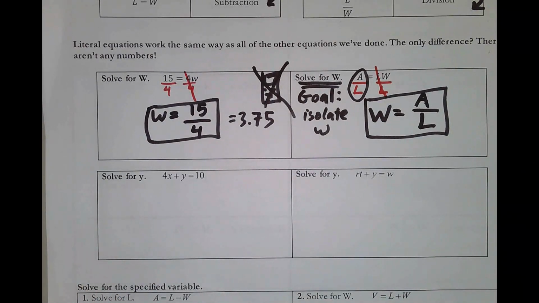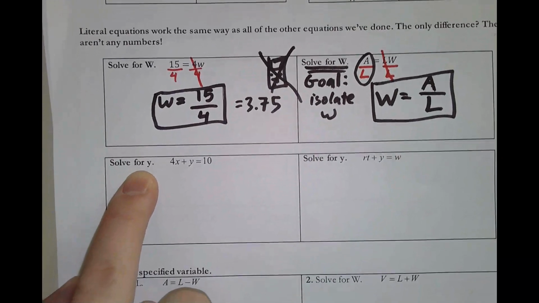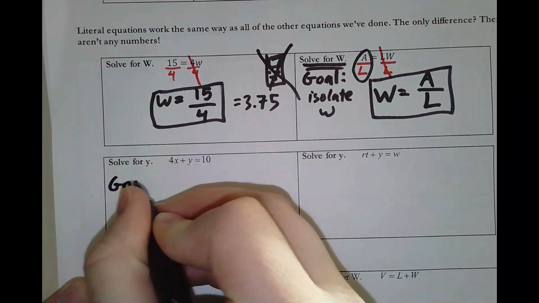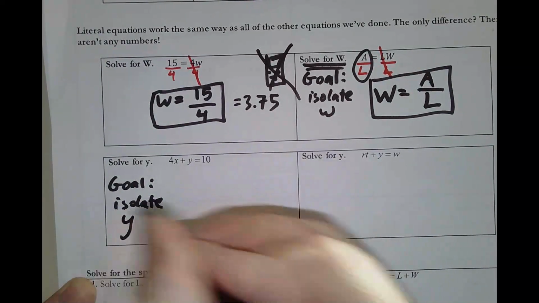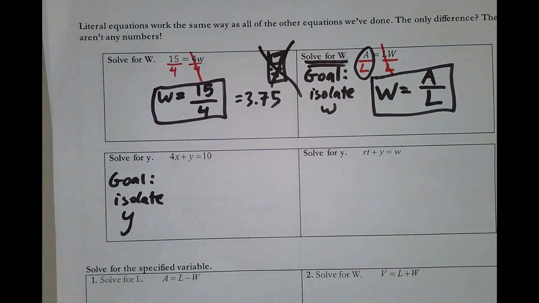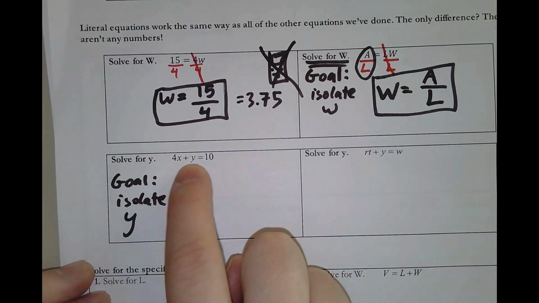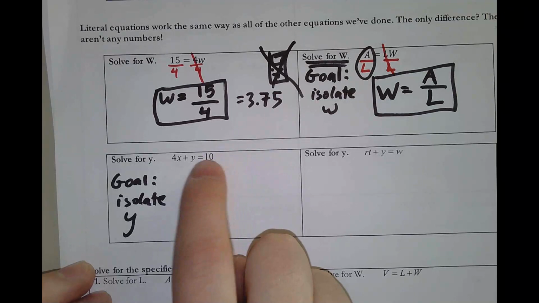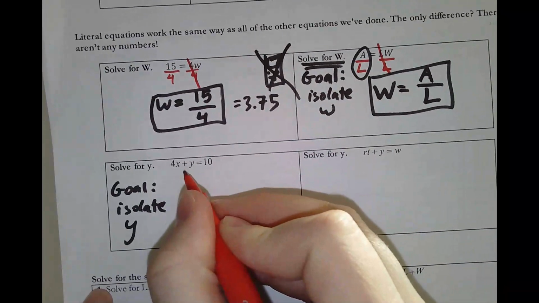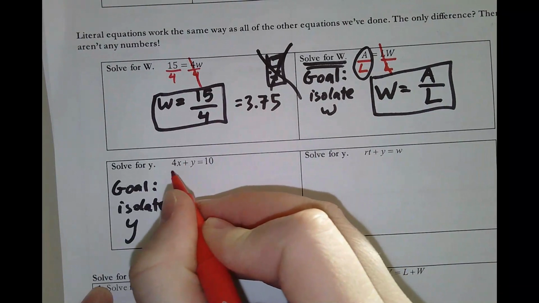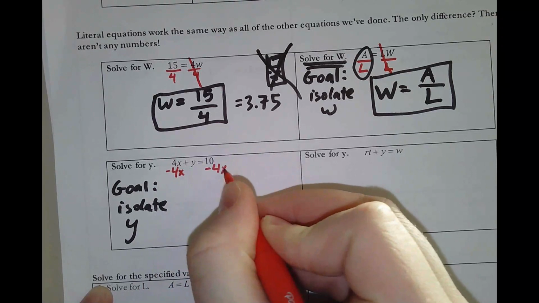So this next one says solve for what? Solve for y. So what's their goal? Isolate y. Everything around y needs to go. So this one says 4x plus y equals 10. Now how do you get y by itself? Okay, this addition sign says what? We got to get rid of that by subtraction. So I'm going to go ahead and subtract 4x.